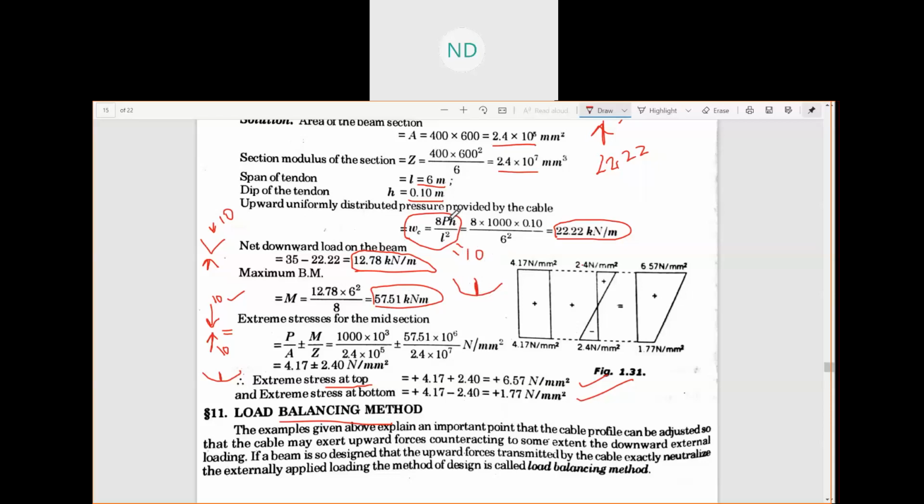Sometimes you may be given the dip, that you restrict your dip to be suppose 100 mm, that means 0.1 meter. Suppose you cannot give much dip to the tendon, and you are restricted with this. Then you are asked how much pre-stressing force we need to provide such that we neutralize this downward 10 kilonewton. So 8Ph/L² equal to 10, and we know our dip because it is restricted, and we know the span, so you can calculate your pre-stressing force.